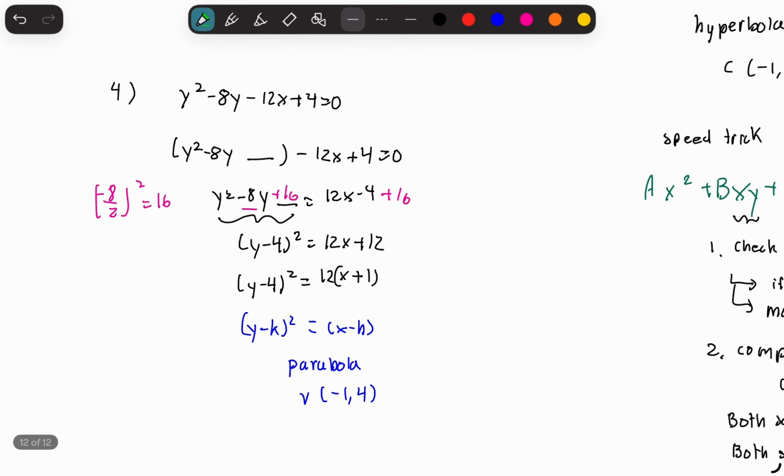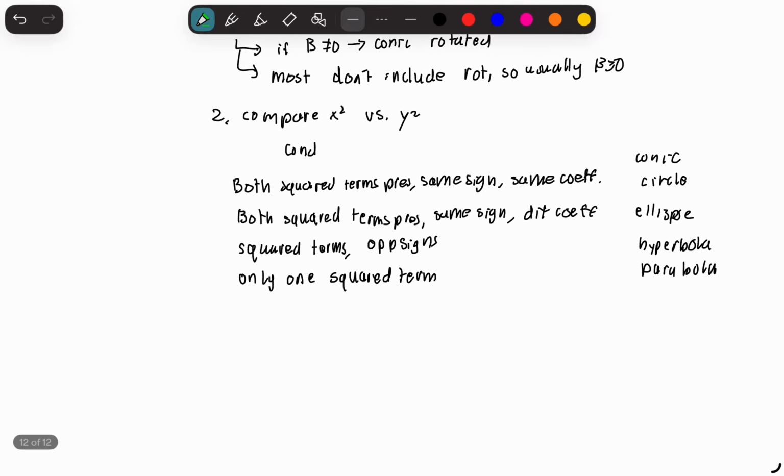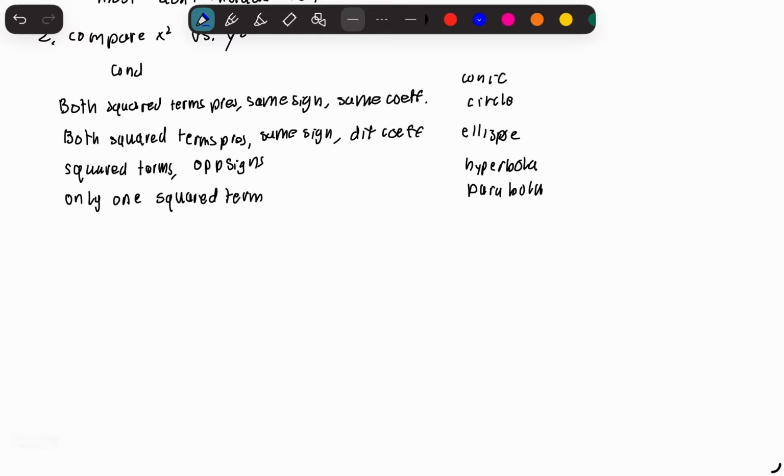Now for the last one, we see that we only have one squared variable only. So that's why it's a parabola. So the way you can simplify this table is, if you see same, same, that's going to be a circle. Same, different, that's going to be an ellipse. If you see opposite, that's going to be a hyperbola, and then if you have one squared, that's going to be a parabola.